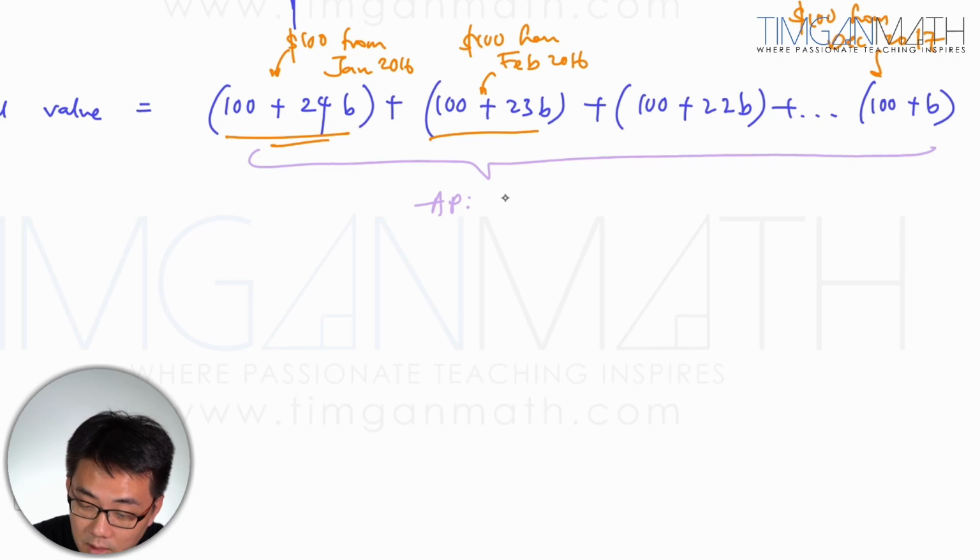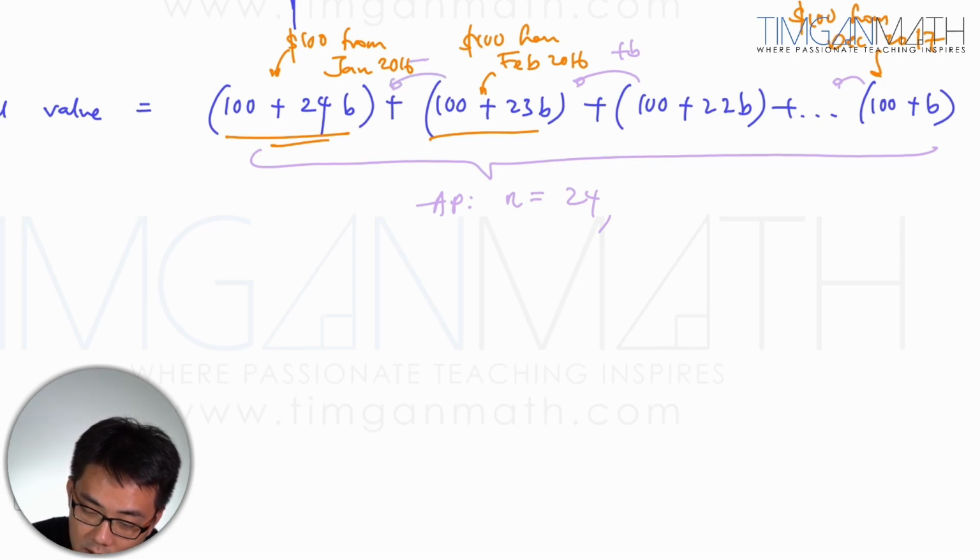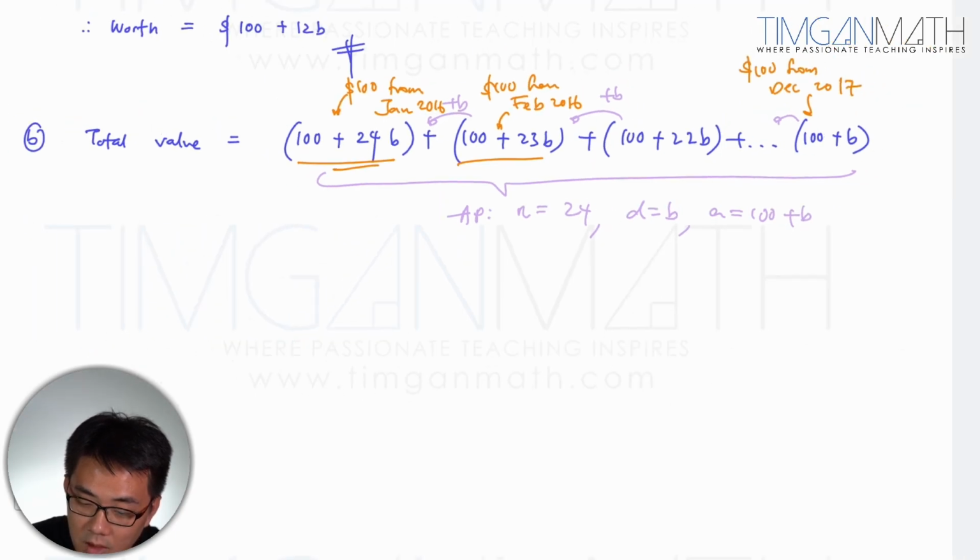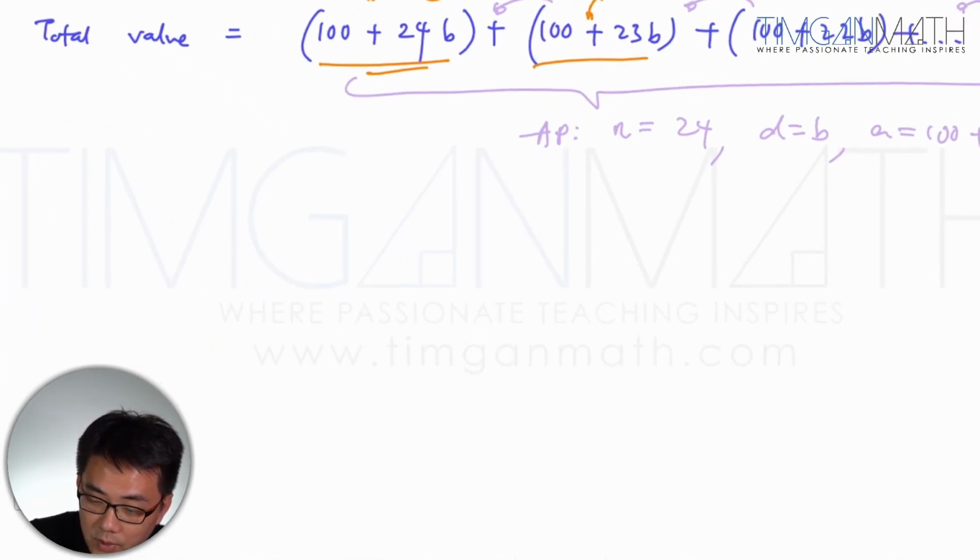And this number of terms here would be 24. You have 24 months, right? So 100. So you have 1, 2, 3 to 24. N is 24. And every time you go, this is like plus a B. The common difference here is B. And the first term is 100 plus B. Okay. So the total value, very simply put, is an AP.